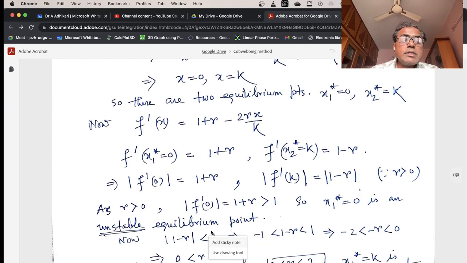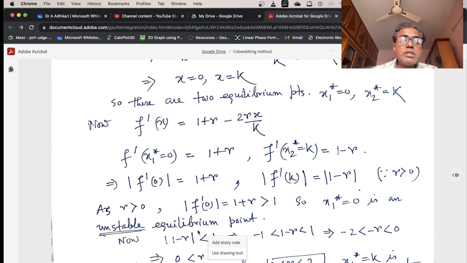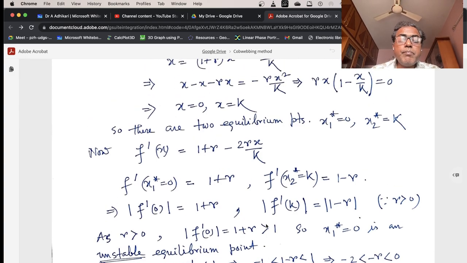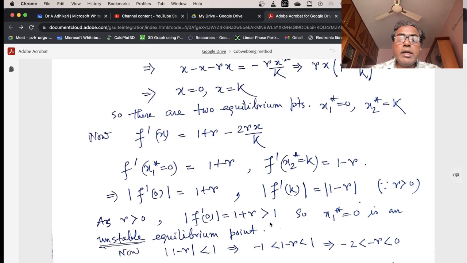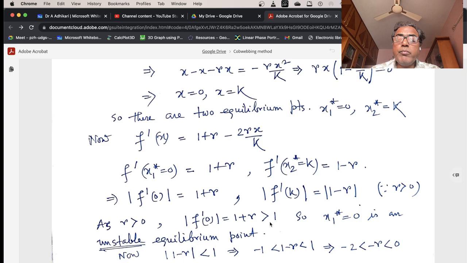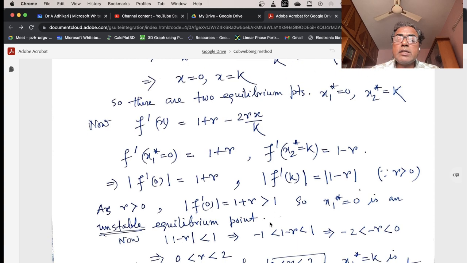So we get modulus f dash x equal to modulus of 1 minus r is less than 1 when 0 less than r less than 2. So obviously x2 star equal to k is a stable equilibrium point. Obviously we get a stable equilibrium point when 0 less than r less than 2.